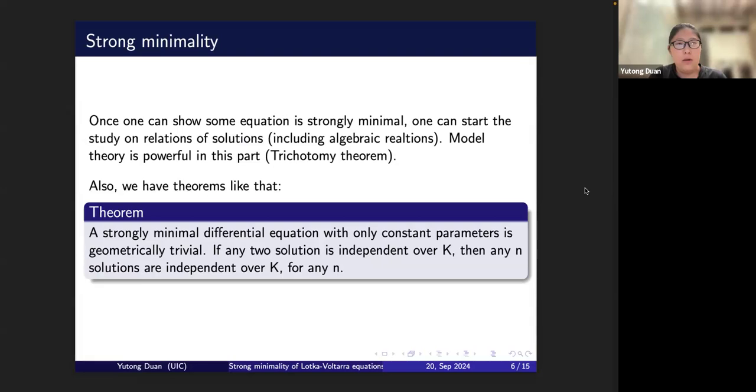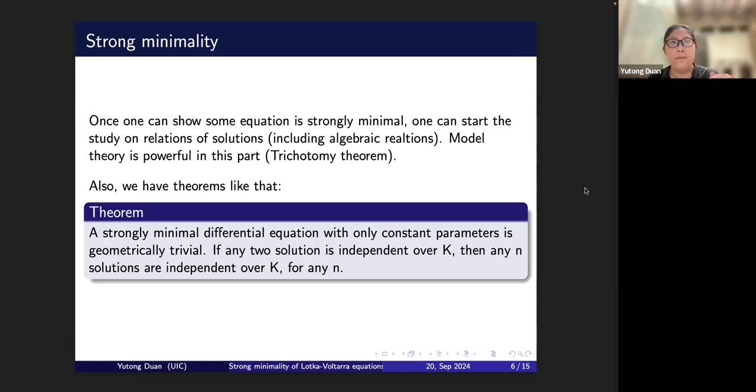Okay, so why do we do research on strong minimality? There are several reasons. First, there is a very powerful theorem in model theory: once one can show some equation is strongly minimal, then you can apply this theorem and do more study on the relations of solutions. This theorem is a trichotomy theorem. I didn't put it on this slide because it contains a lot of model theory terms, but basically it says you can split into 3 cases.